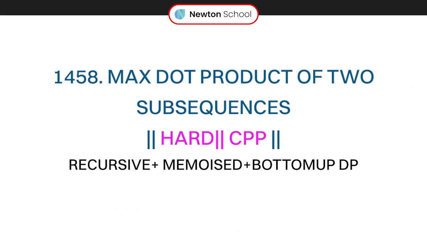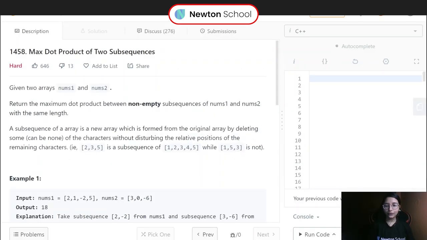So now we are going to do another question of our DP series, that is maximum dot product of two subsequences. Basically, till now we have been doing all the questions of LCS only.